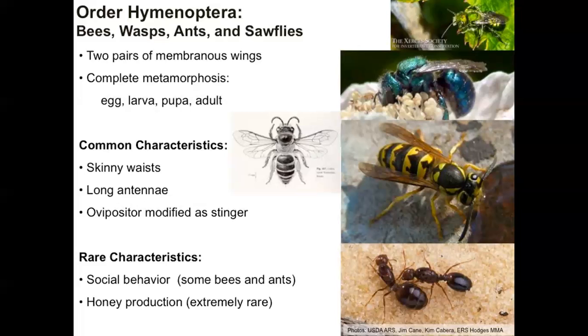Also, something about the Hymenoptera is they have a social behavior. So some ants, our European honeybee and bumblebees are ones that come to mind, that they're social. They come together as colonies. They're not solitary, just coming together to mate only. Also, they have honey production, which is extremely rare. Most people think European honeybee when they think honey production, and that's true. But also, bumblebees produce honey. They produce it in much smaller quantities because they don't need to store food like the honeybees do.